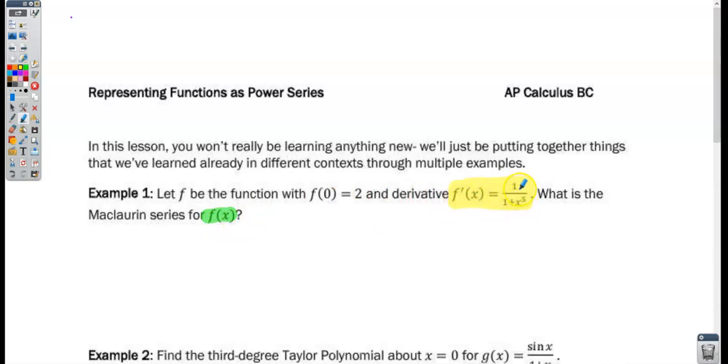Now this looks a lot like one of the common Maclaurin series that we needed to know, namely the series for 1 over 1 plus x. So 1 over 1 plus x is 1 minus x plus x squared minus x cubed, plus and so on, up to the general term negative 1 to the n times x to the n.